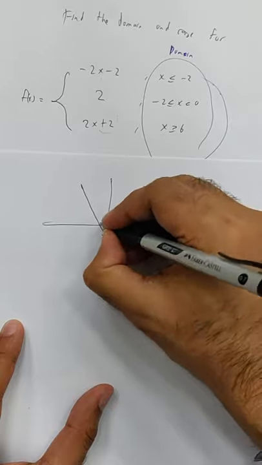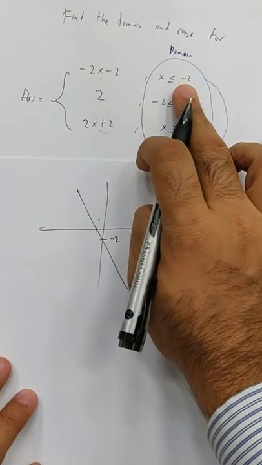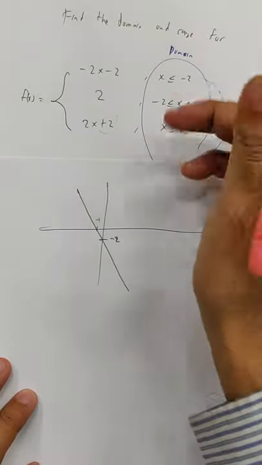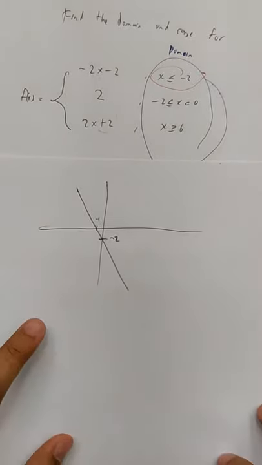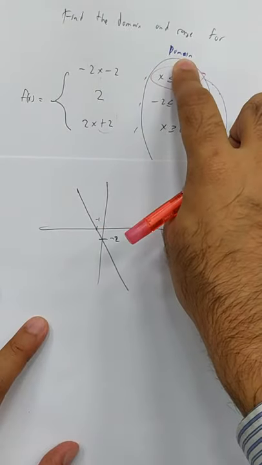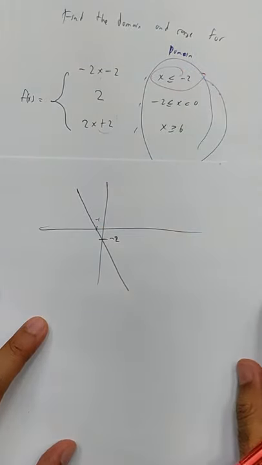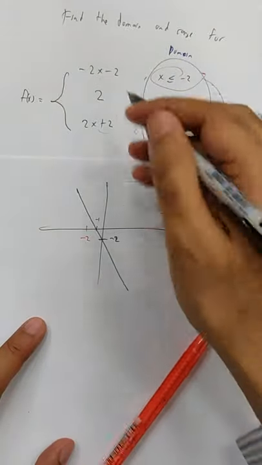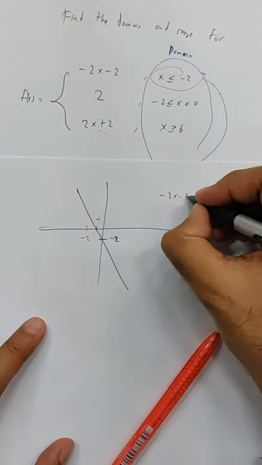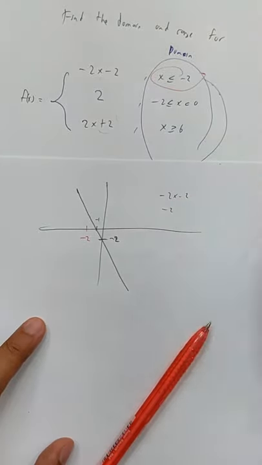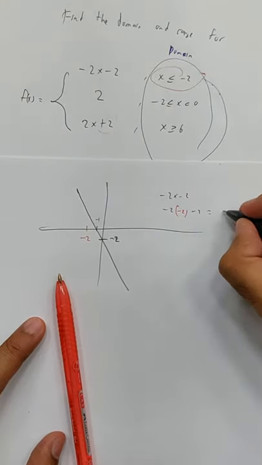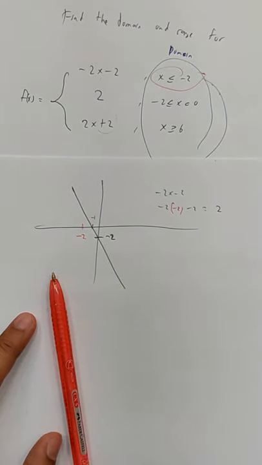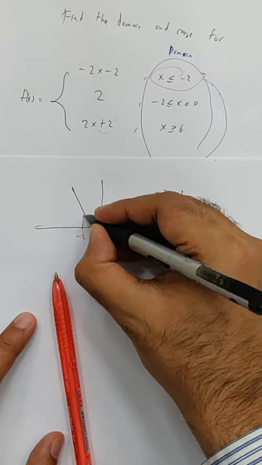Oopsie, negative 2, negative 1. And what does this mean? X less than or equal to negative 2, sorry about that. Where is less than or equal to negative 2? This is the domain, right? Domain is which, x or y? X. So negative 2 is over here, do you agree? When x is negative 2, so negative 2x minus 2, when x is negative 2, what do I get? Four, two. Are you okay? Are you still alive? So here, it goes up.